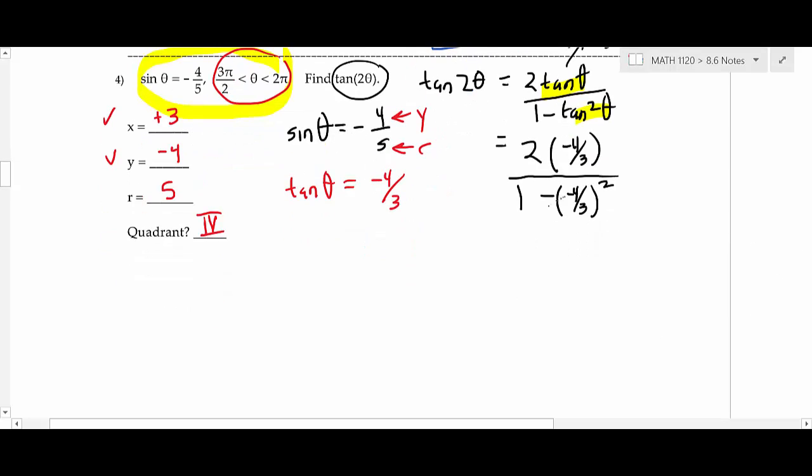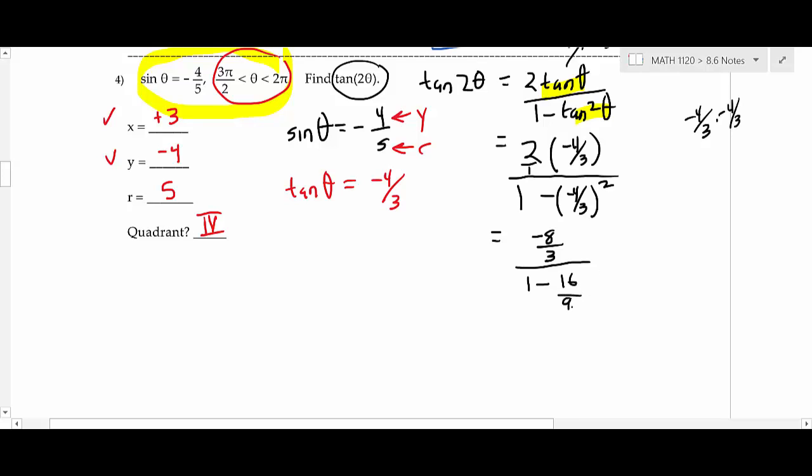All right. So what I'm going to do on this one is multiply the numerator straight across. So that's negative 8 over 3. In the denominator, I'm going to square the negative 4/3. You can do that in your head. So that's going to be 16 over 9.